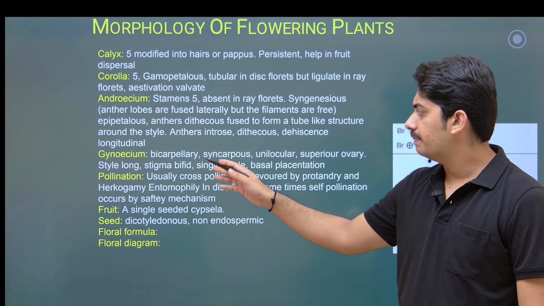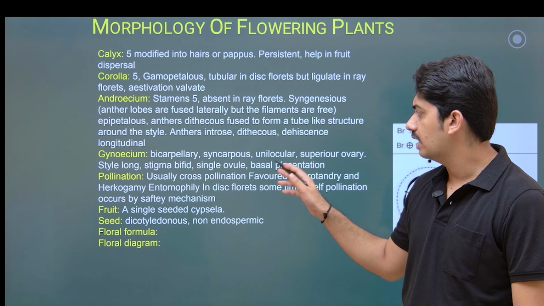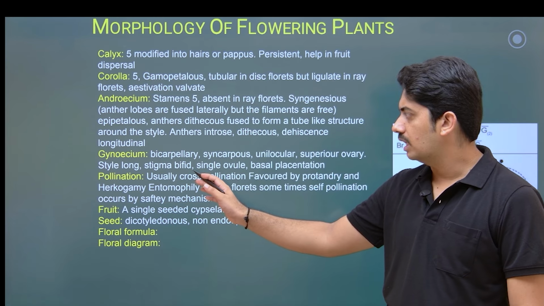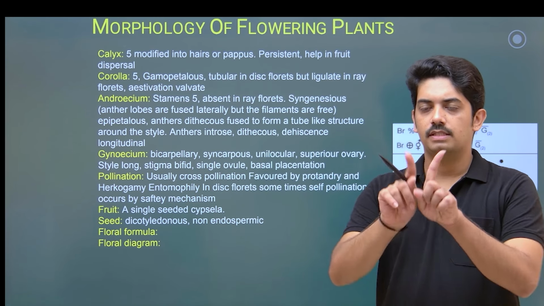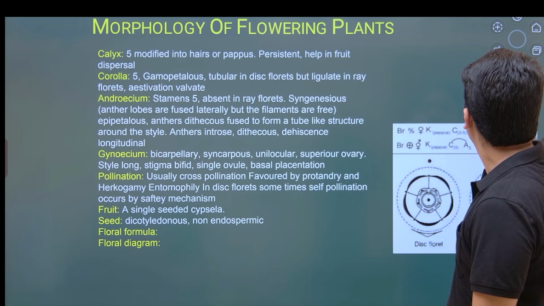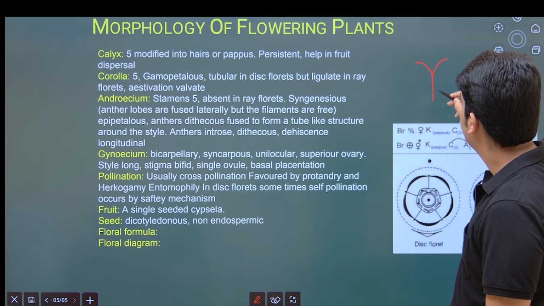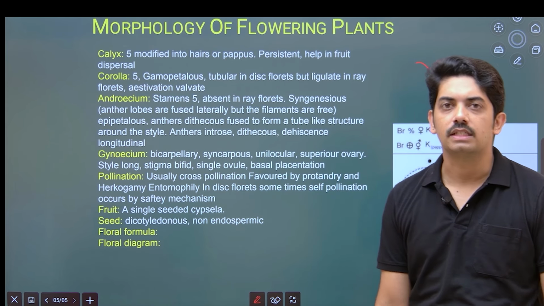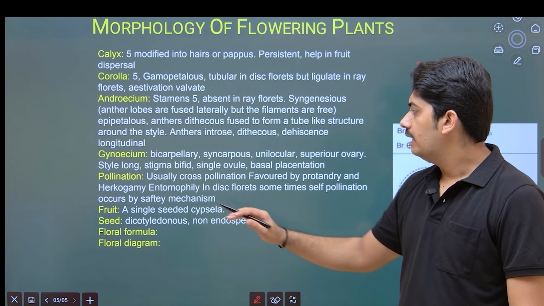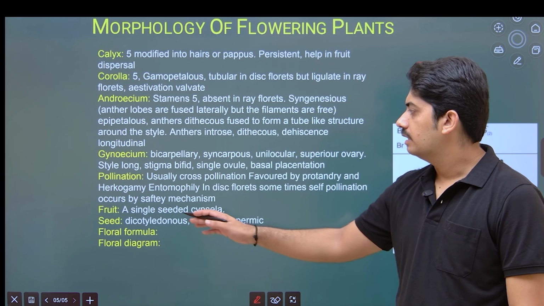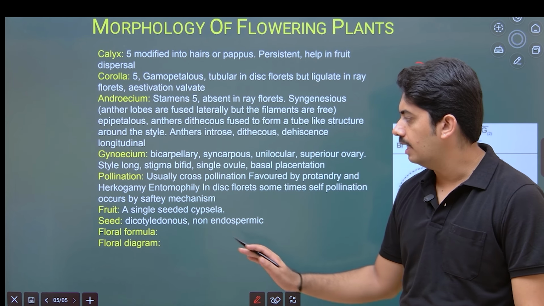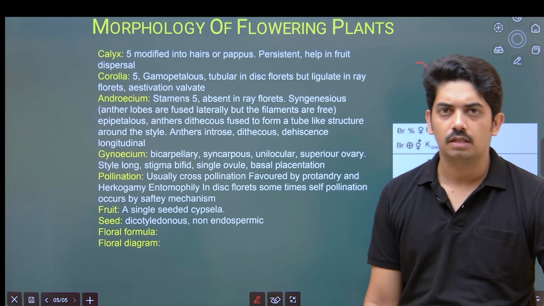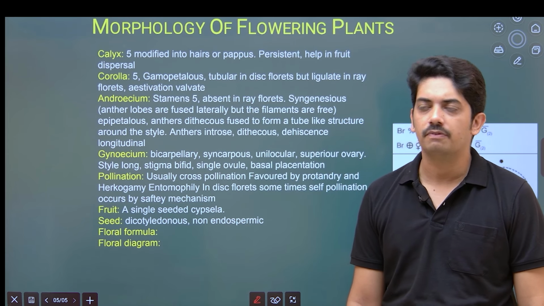Gynoecium, again it is bicarpellary, that means 2 carpels are present, they are fused, syncarpous condition. Unilocular, single locule, inferior ovary, style long, stigma bifid. Stigma bifid means like this, bifid stigma. Then single ovule, basal placentation, that is the description of the ovary. Pollination is mostly by insects. Then fruit, it is single seeded, cypsela. Then seeds are dicotyledonous and non-endospermic. Endosperm is completely consumed during the development of the embryo.